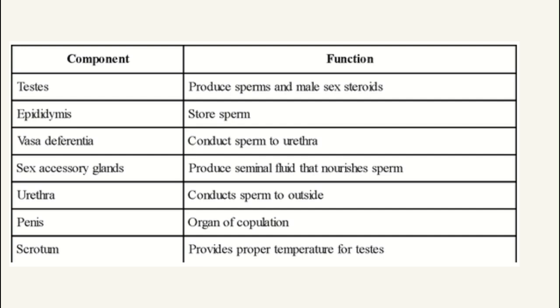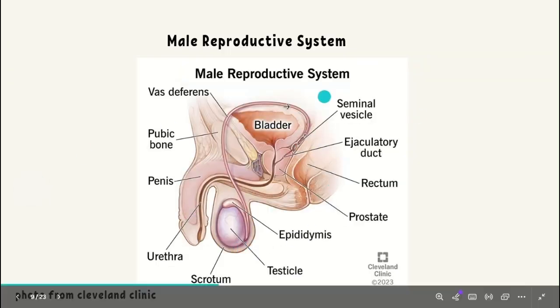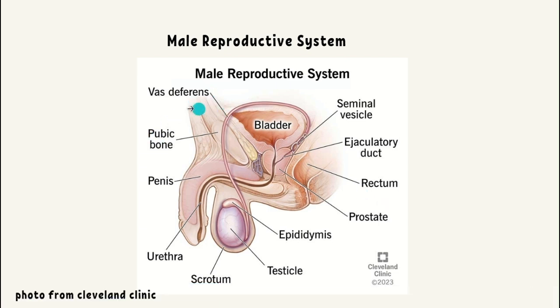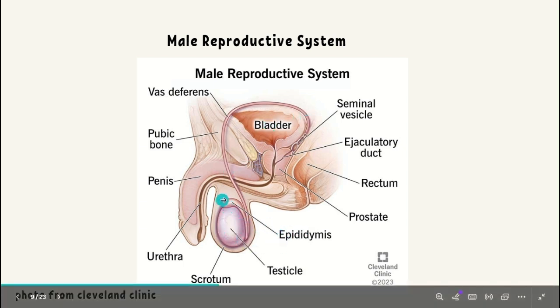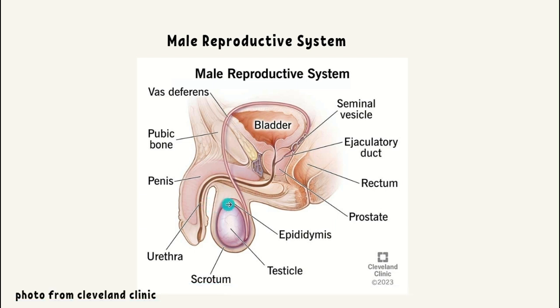Now, if we go back to the diagram, I would just look at it more in depth. So basically, the vas deferens, we always pronounce it wrong, but the vas deferens is a muscular tube that carries sperm from the epididymis. So this is the epididymis. What the vas deferens does is that it carries sperm from the epididymis to the seminal vesicles, right? So look at it.